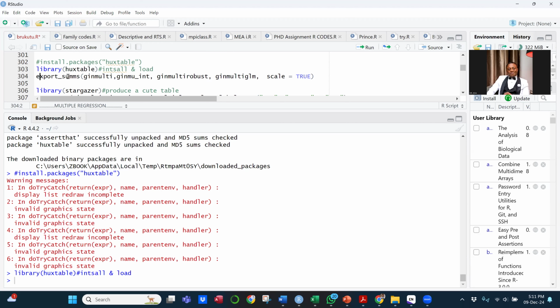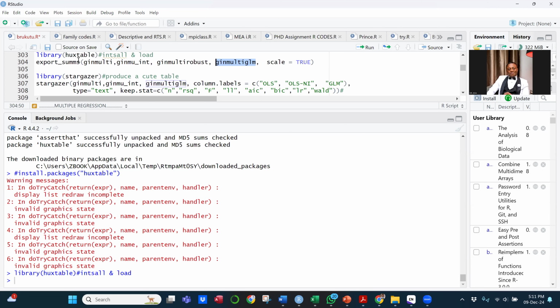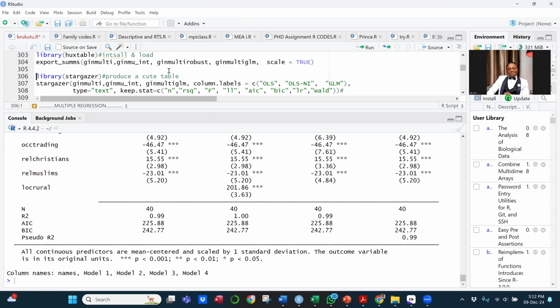So you write export_summs. The first model was gene_multi, that's the OLS. The second model is gene_multi with the intercept. That's how I called it, the intercept. The other one is gene_multi, the robust one that I did. If you can remember the robust one. Then I also did the gene_multi GLM, the generalized least squares. I set the scale to the same thing. Then I run a table. Watch the table. There you go.